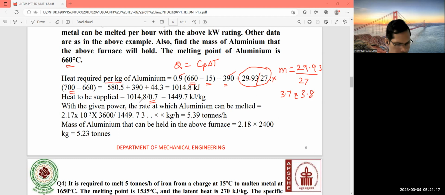It is given that if an electric furnace has 70% efficiency, that means this much amount of heat divided by 0.7, you will get this particular 1449.7. But with the given power, the rate at which aluminum can be melted, what is the aluminum melting point?